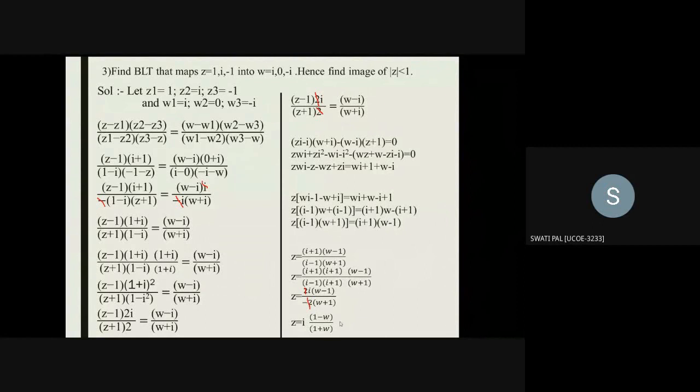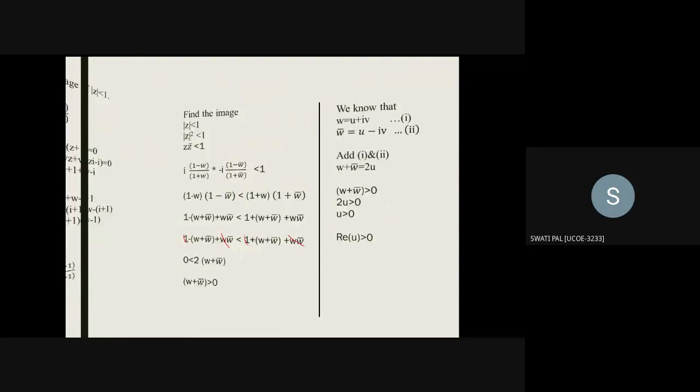So now we move on to the second part of the question, that is finding the image of mod z less than 1.